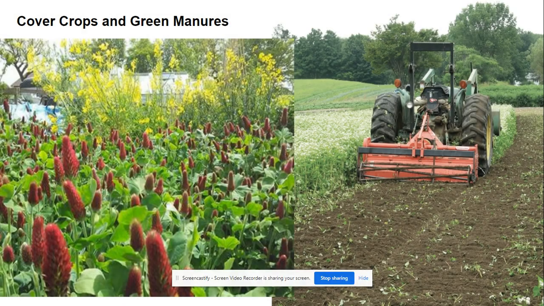Oh, one more thing about cover crops and green manures. Normally, these are grown in the off season. Now, you can grow them during the growing season if you really want to focus on building your soil, but normally these are grown either over winter or late fall. Some of them, like the cover crop on the right that the tractor is tilling in, that is buckwheat, which is a very fast cover crop.